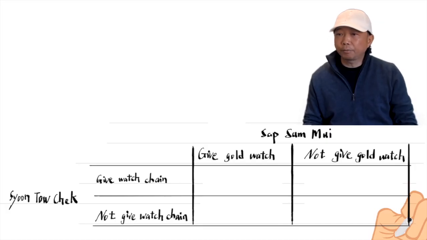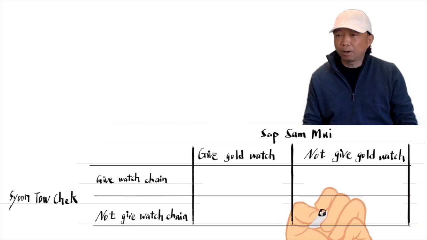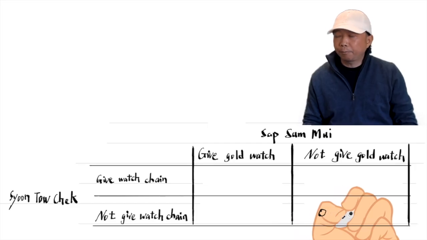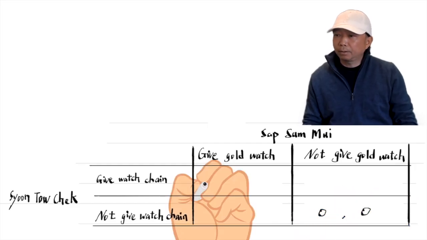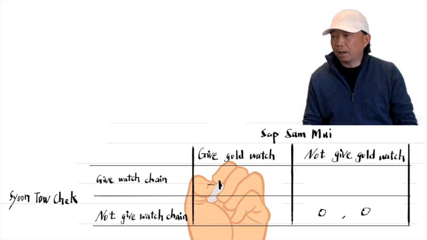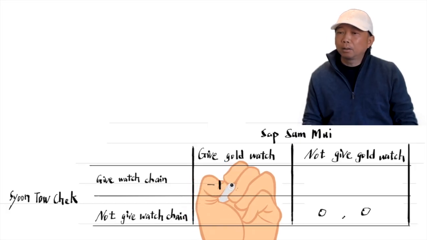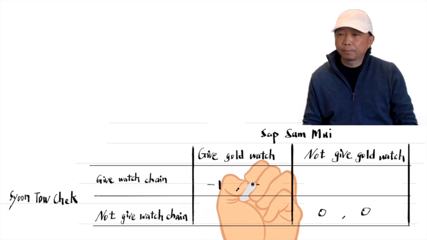If neither of them gives the gift, both get a payoff of 0. If both give gifts, then because the gifts lose their practical value, both get a payoff of -1.